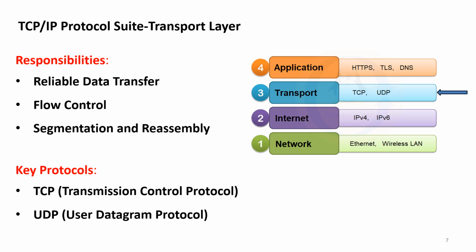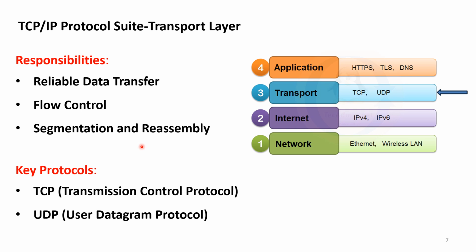The transport layer provides end-to-end communication services and ensures reliable or fast data transmission between devices. Some of the responsibilities of the transport layer are reliable data transfer, which ensures data is delivered accurately and in the correct order via the Transmission Control Protocol; flow control, which manages the rate of data transmission to avoid congestion; and segmentation and reassembly, which breaks down large data messages into smaller packets and reassembles them at the destination.